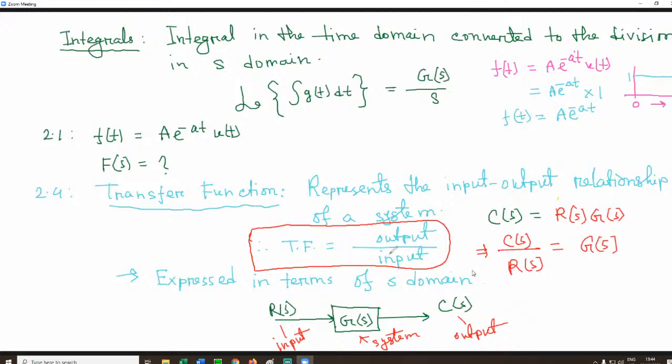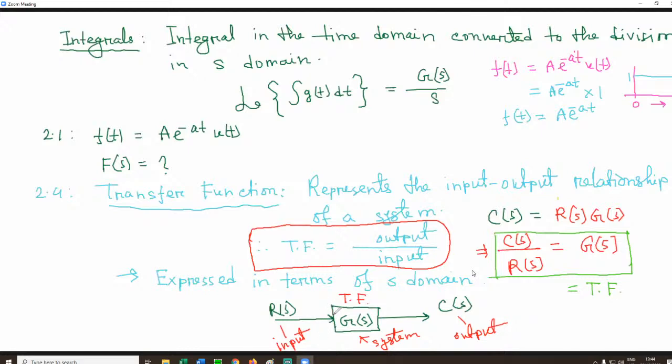Yes, we know, sir, that output by input equals transfer function. So this is actually our transfer function for the given open loop system. What is the transfer function of this open loop system? The G(s). The transfer function of this open loop system is G(s). So you can note it. Okay, so that is for the open loop system.